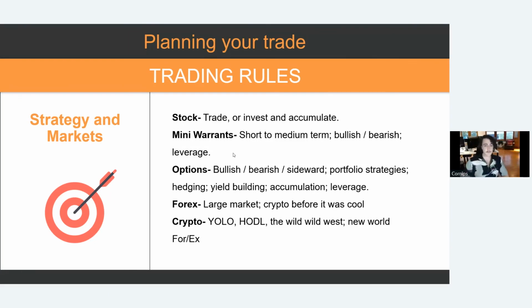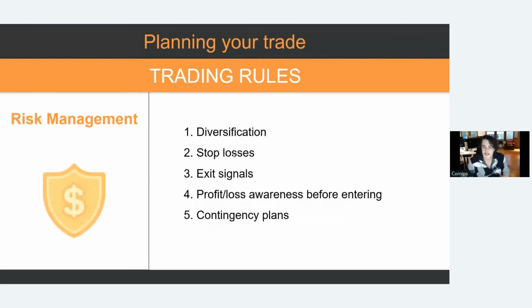Forex is another popular one. It's a very large market. It was like the crypto before the crypto. And then you have crypto, which is the new kid on the block with his Ferrari, playing loud and obnoxious music, not really caring what anyone thinks, giving the finger to world governments. It's the wild, wild west at the moment. Yeah, I mean, we can talk about cryptos later for sure.